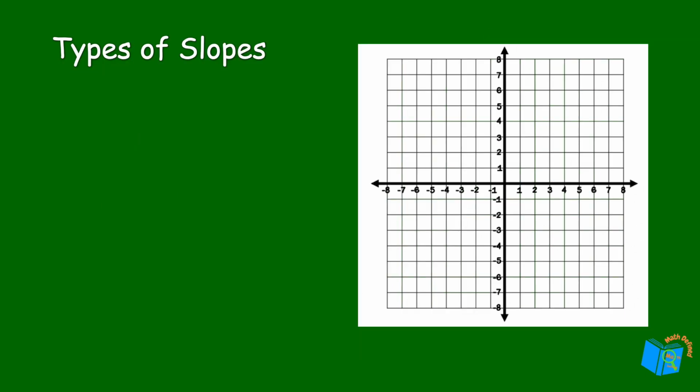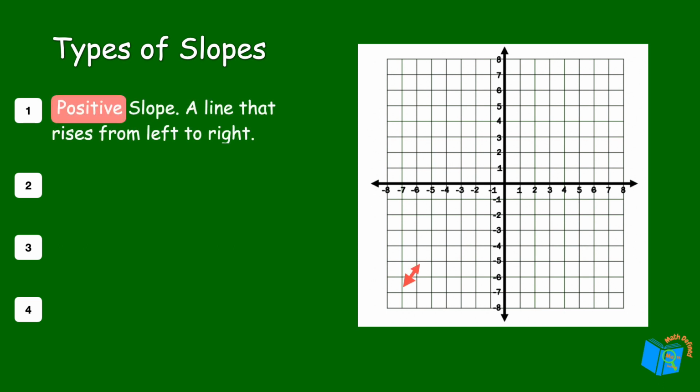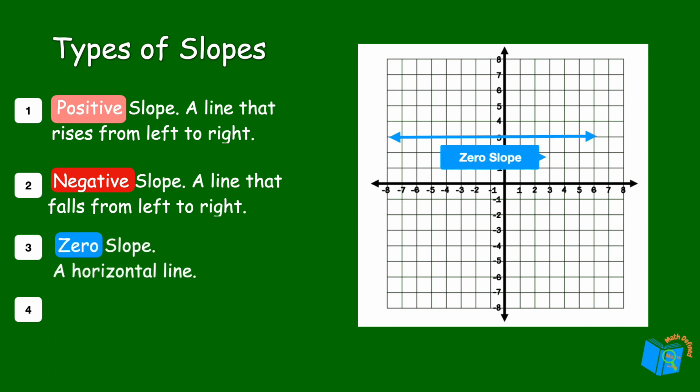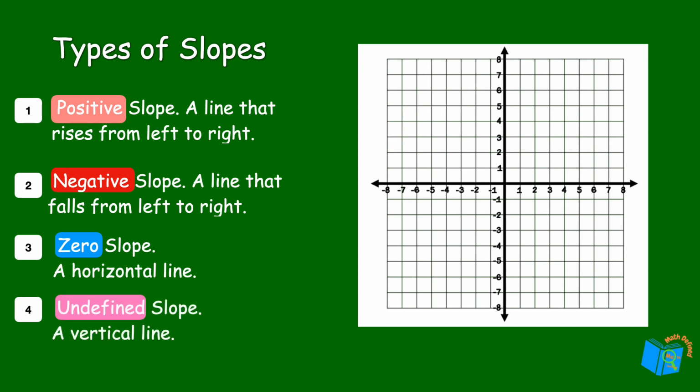Now let's talk about the 4 types of slopes. A positive slope is a line that rises from left to right. A negative slope is a line that falls from left to right. A zero slope is a horizontal line. It would be like walking on a flat surface because the rise is 0. And lastly, an undefined slope is a vertical line because while the line does rise, the run is 0.